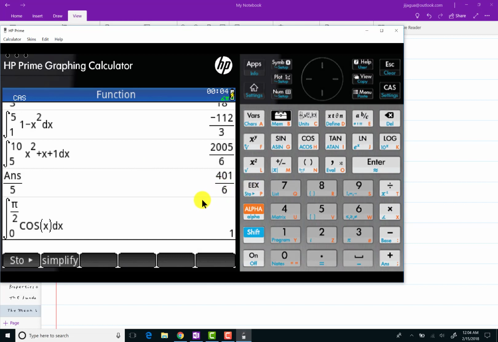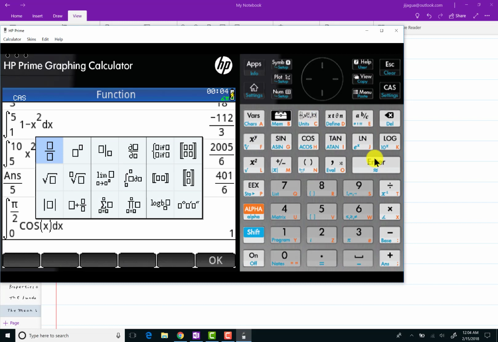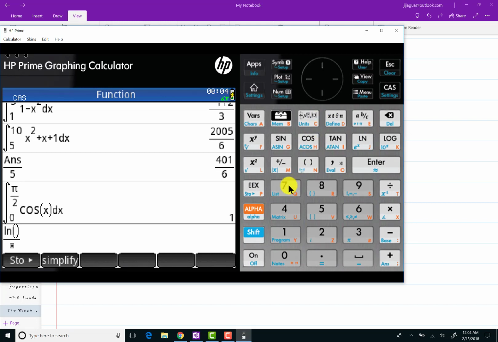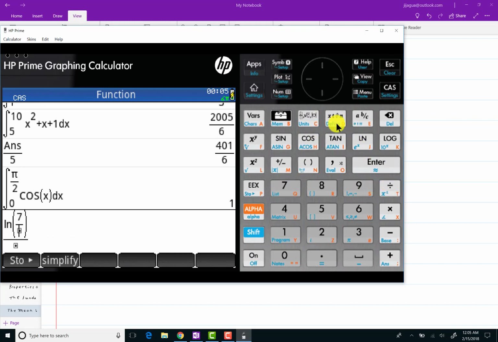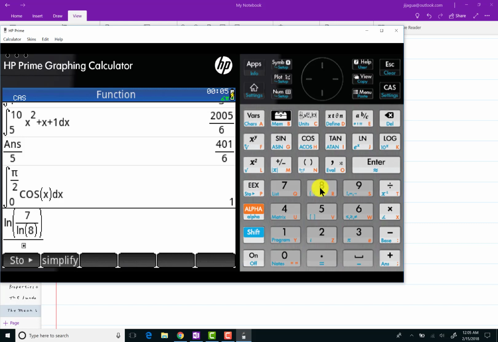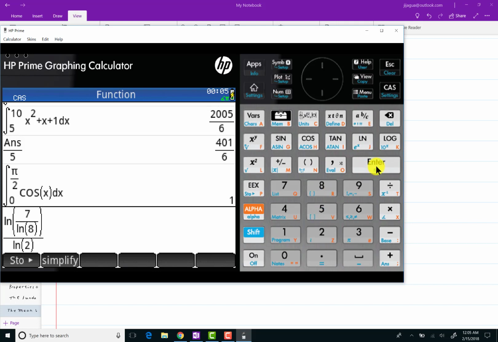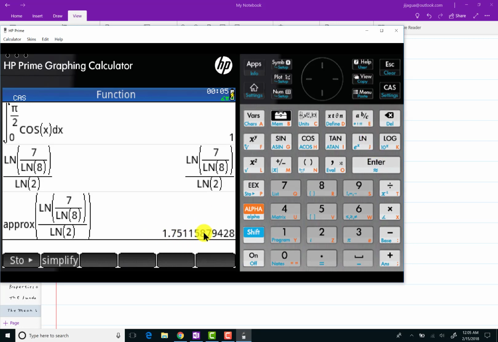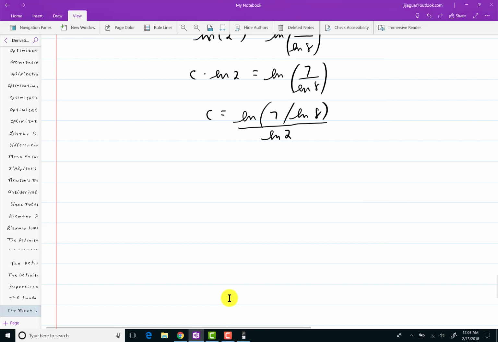So I had the natural log of 7 divided by the natural log of 8, and all of that divided by the natural log of 2. Give me the decimal version of that. Beautiful, it's about 1.75, so this is in the open interval from 0 to 3. So there's only one c guaranteed by the mean value theorem.